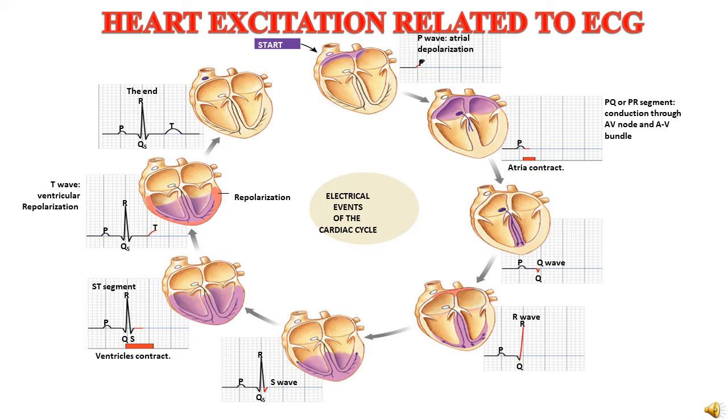And in the last diagram, which is the end of the ECG, we can see that there is no impulse, no contraction and no relaxation. That is, a flat line is shown there. This whole diagram shows how the heart is excited and how this is related to the electrocardiogram. That means the electrical events which occur in the cardiac cycle and their representation with the help of the electrocardiogram.